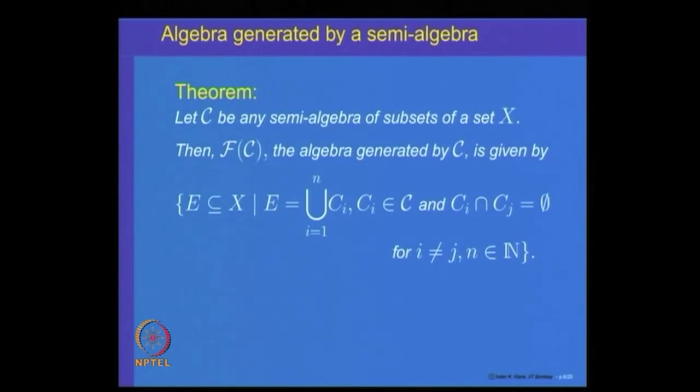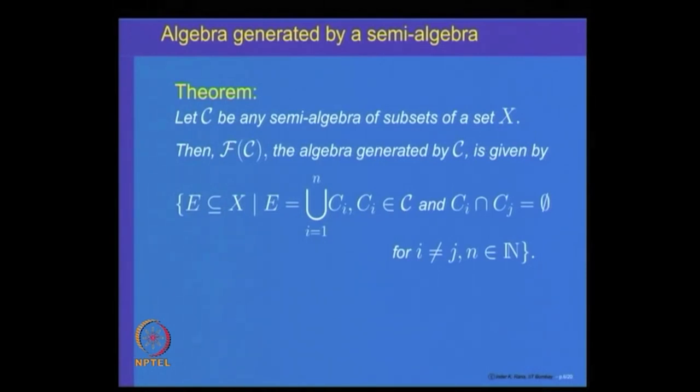So, what we are claiming is that the algebra generated by a semi-algebra is nothing but the finite disjoint union of elements of C. And we have seen an illustration of this in the previous lecture, when C was the collection of all intervals, and we took F of C, the finite disjoint union of intervals, and showed that that was an algebra. So, that is a typical model example of describing the algebra generated by a semi-algebra. So, let us prove this.